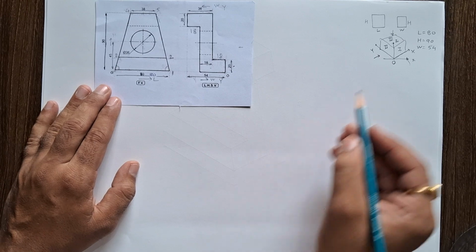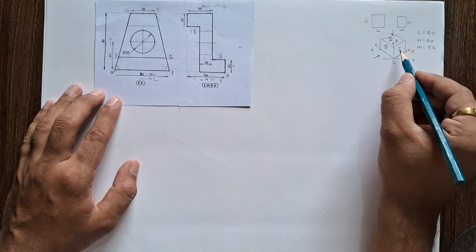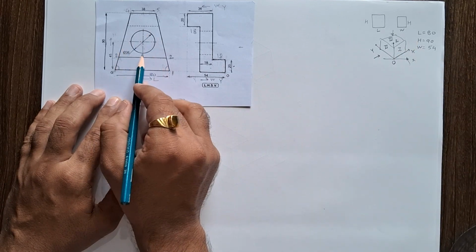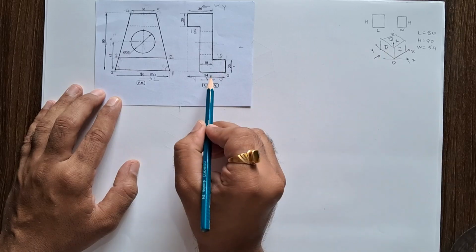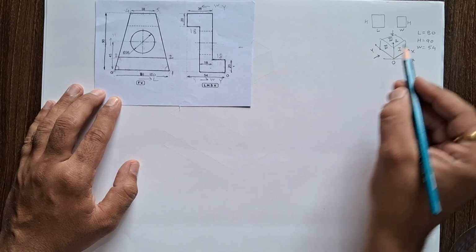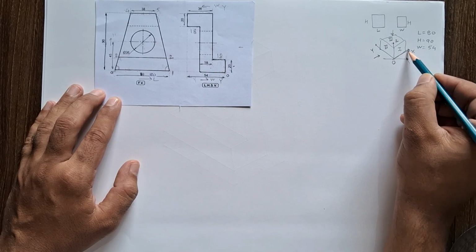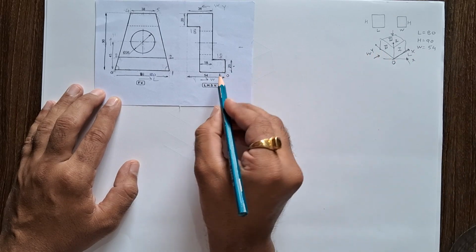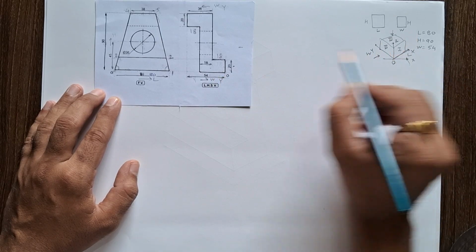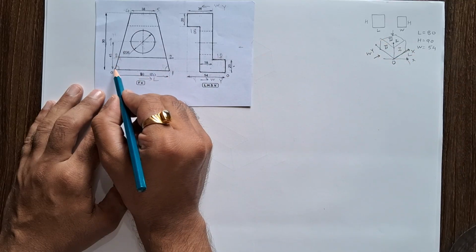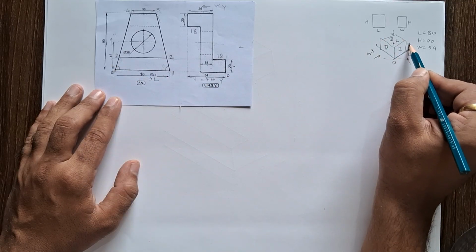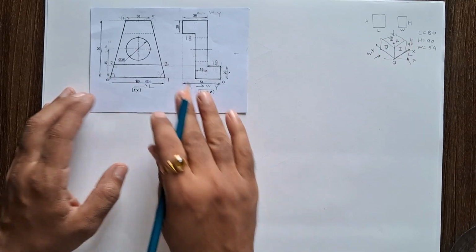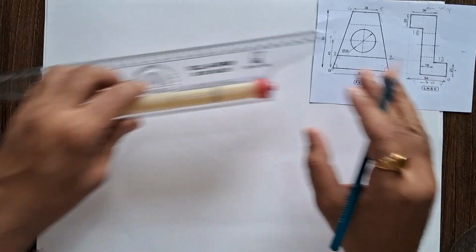Now we have finalized the plane. In plane 1 we get this front view, in plane 2 we get this Z shape profile, as well as along the x axis we mark length, along the y axis we have to mark width, and along the z axis we are going to mark 90 mm height. This is the 90 mm height line. Now see the solution for this problem.